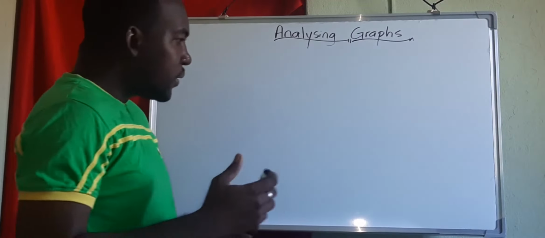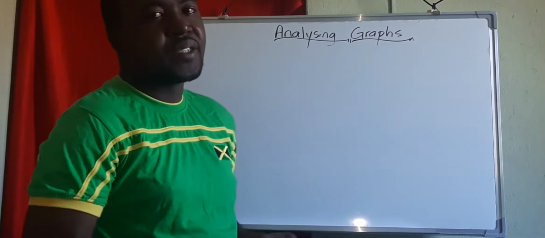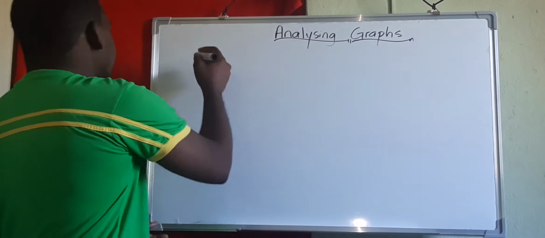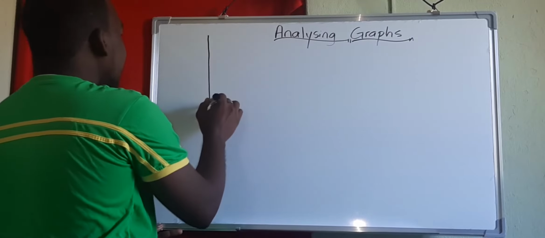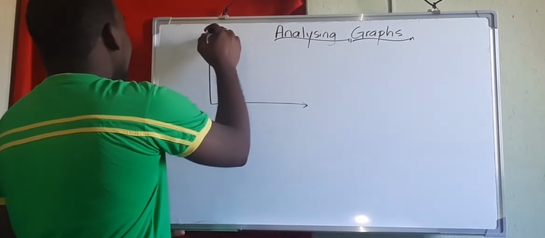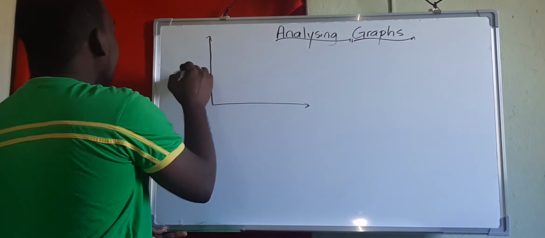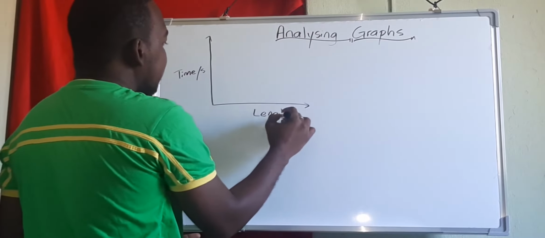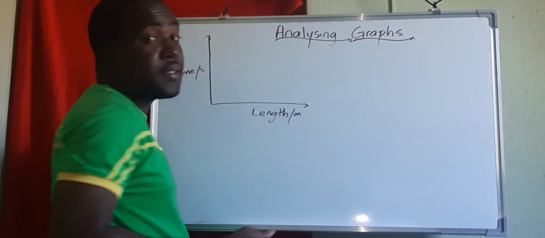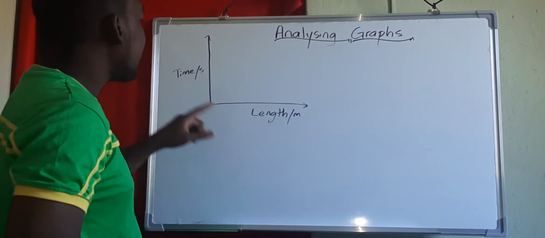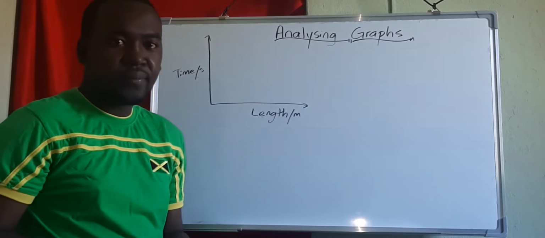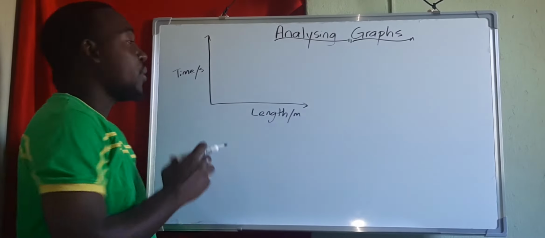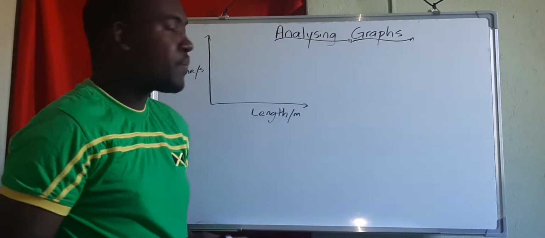So a graph tells us the relationship between two quantities, right? So if you have two quantities, we remember we plot one against the other. So we have, let's say, time on our y, and let's say length on our x. So in these cases, we're comparing the quantities of time and length. So what is the relationship? When we change length, what happens to time, right?